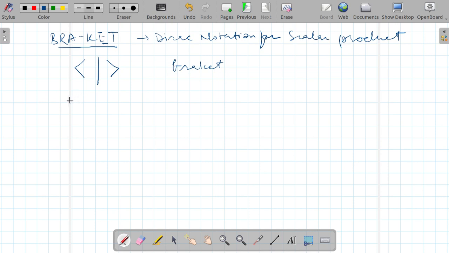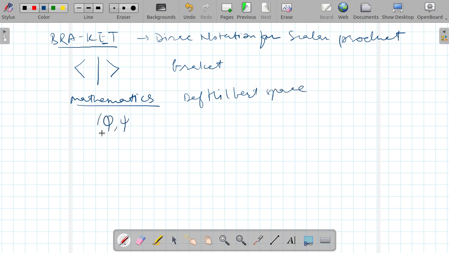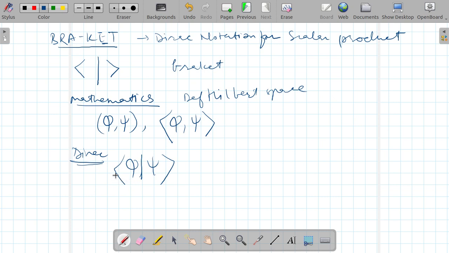But if I go back to the books of mathematics, or the definition of Hilbert space in the other lecture, the scalar product is represented by (phi, psi), or in some books it is represented like this. But in Dirac notation, this scalar product is represented by this symbol, right? So all represent one and the same thing. All are notations for scalar product.